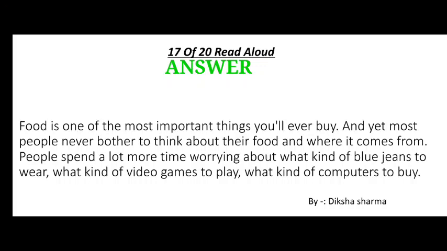Food is one of the most important things you'll ever buy. And yet most people never bother to think about their food and where it comes from. People spend a lot more time worrying about what kind of blue jeans to wear, what kind of video games to play, what kind of computers to buy.